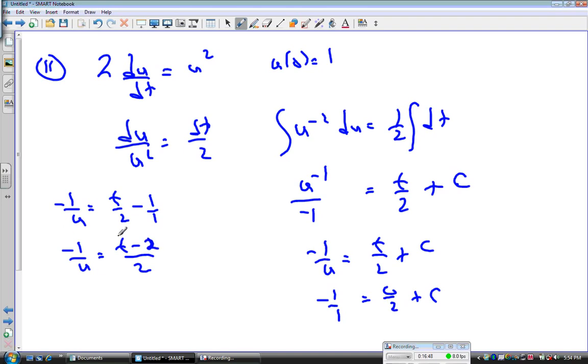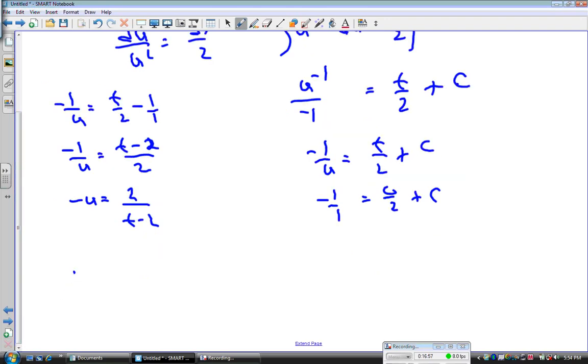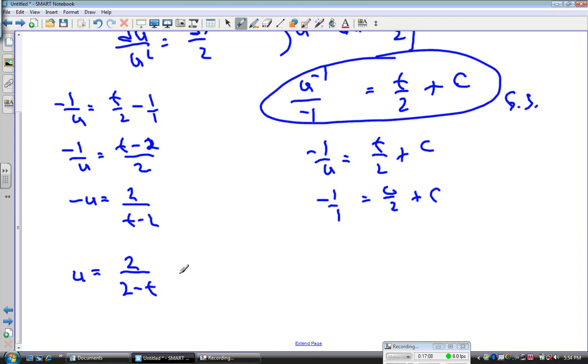Okay, so I could cross multiply and stuff, but what if I just reciprocate here? Negative u equals 2 over t minus 2, and then change the sign. u as a function of t is 2 over 2 minus t. Done. All right, so we'll call this the general solution, and we'll call this the particular. All right, so if you can get u as an explicit function of t, that's the game.